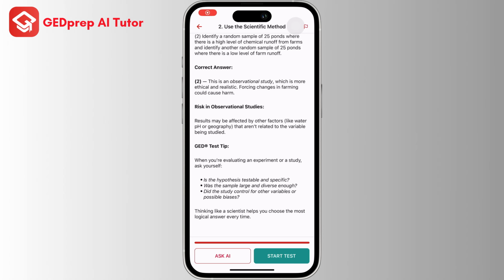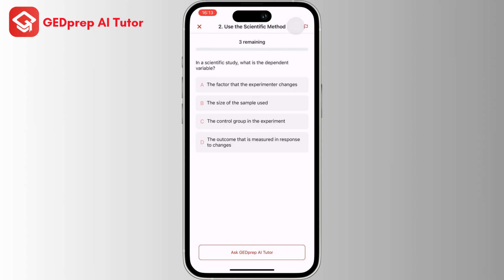Now that you've learned the key concepts, let's check your understanding with a few review questions. Question 1. In a scientific study, what is the dependent variable? Option 1. The factor that the experimenter changes. Option 2. The size of the sample used. Option 3. The control group in the experiment. Option 4. The outcome that is measured in response to changes.